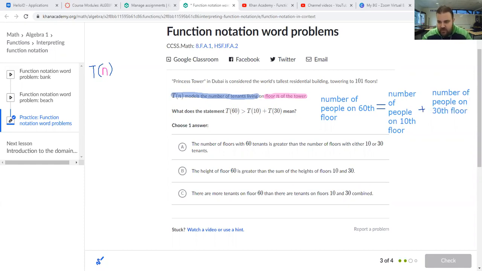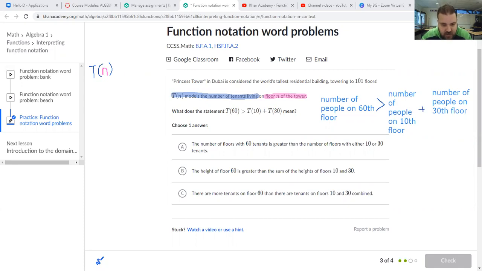So let's take a look at what this equation really means. We're saying the number of people on the 60th floor is not equals. I don't know why I drew equals. Shame on me. That was a mistake. It's all right. Is greater than the number of people on the 10th floor plus the 30th floor. So when you combine the 30th floor and the 10th floor together, there's still less people living on those floors than there is in the 60th.